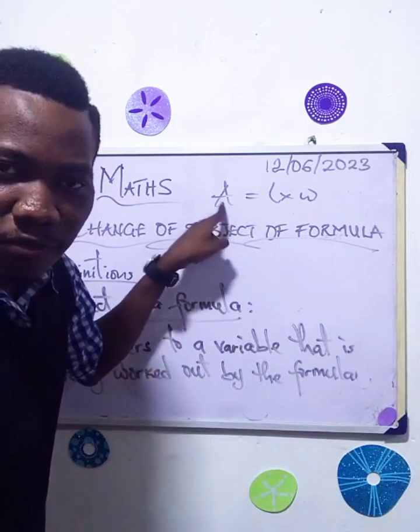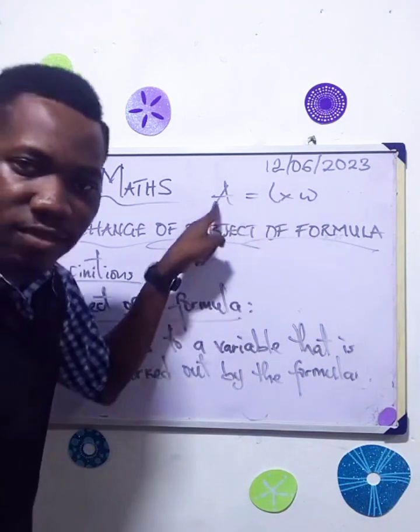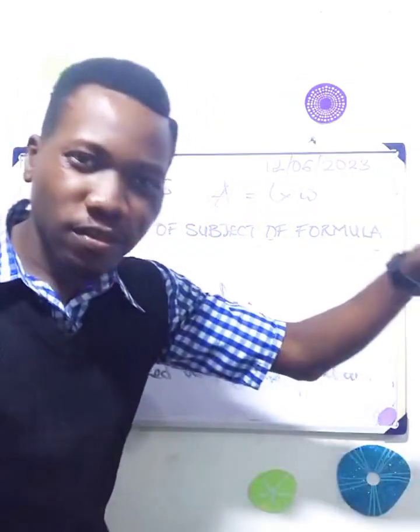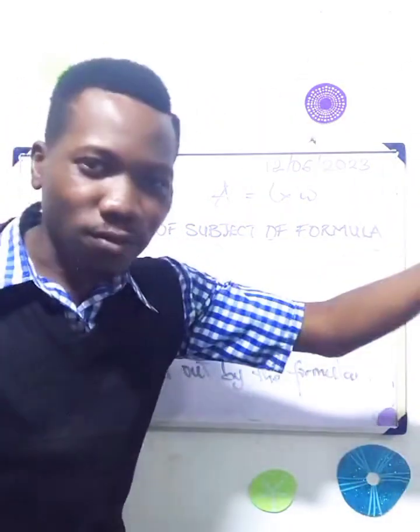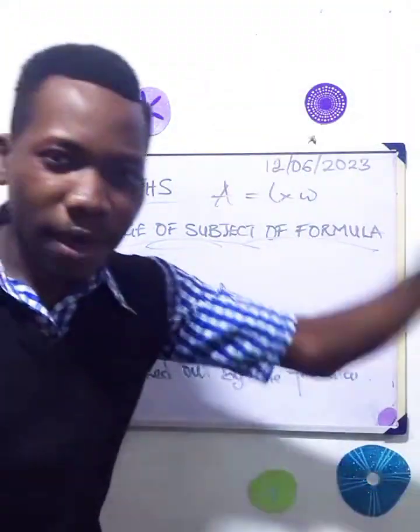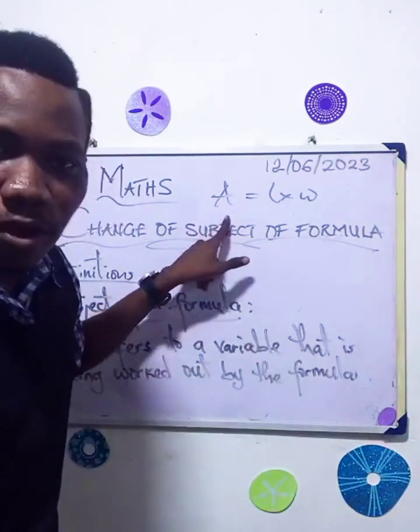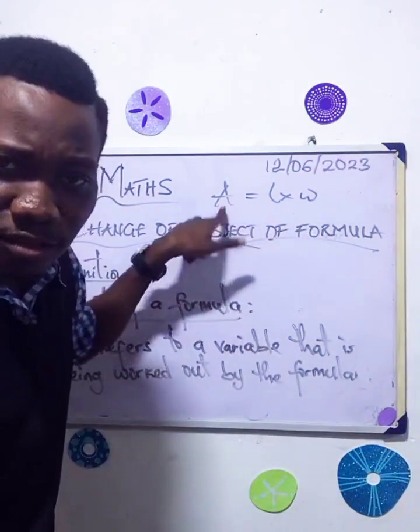A represents the area of a rectangle. So it is about this. What the formula is about, that is what we call the subject of the formula, just like the title. What the formula is meant to calculate, that is the subject of the formula. And in this case, A here is the subject of the formula.